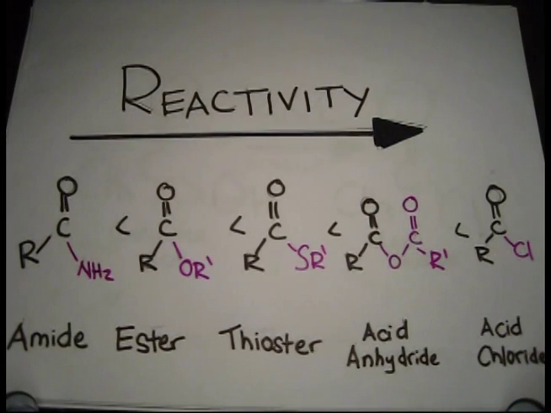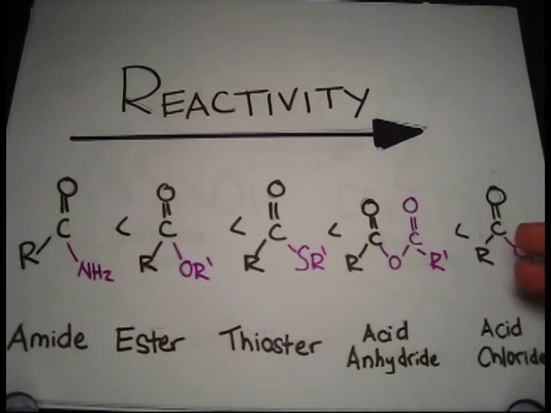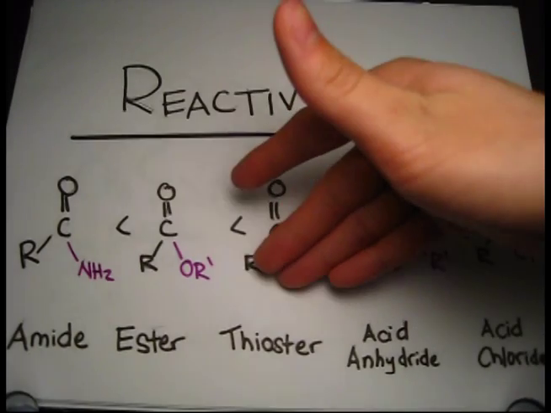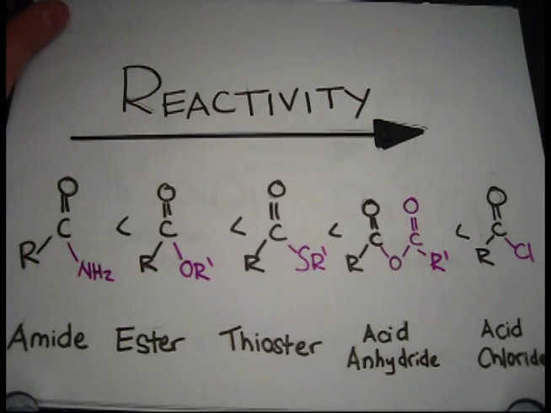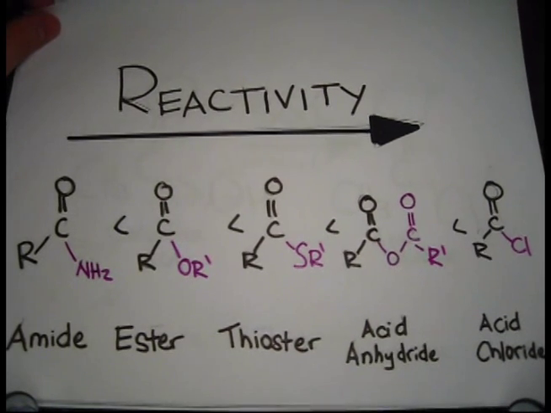Let me think. Let me go back to my memory aid. Let's see, double A: acid, anhydride, thioester, ester, amide. There you have it, double A T. So now that we know these two concepts, we can move on.